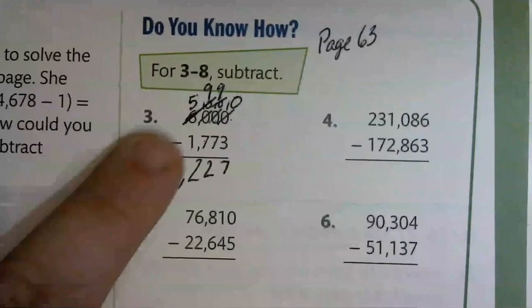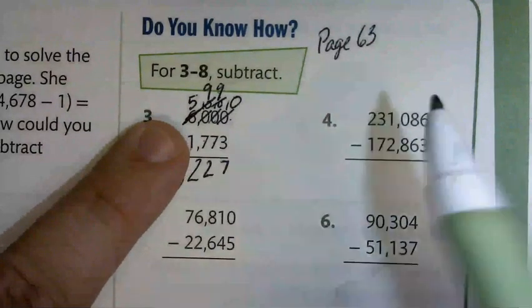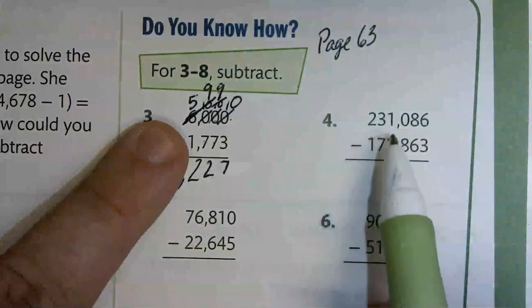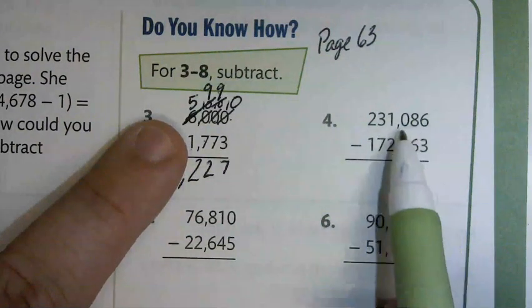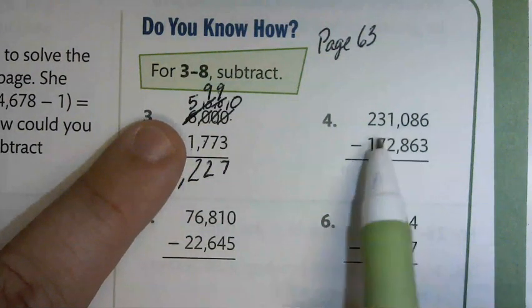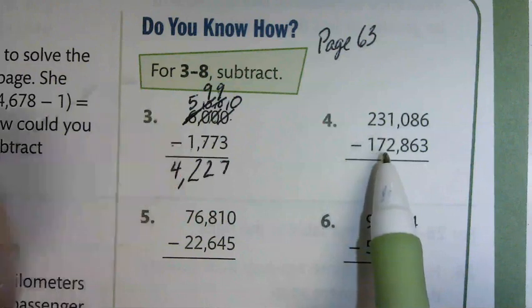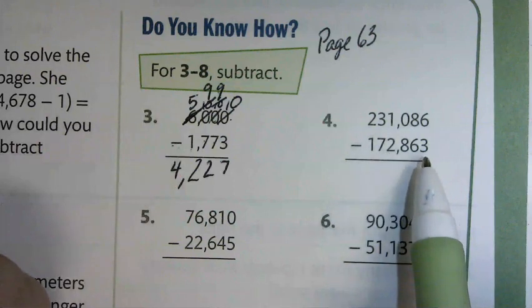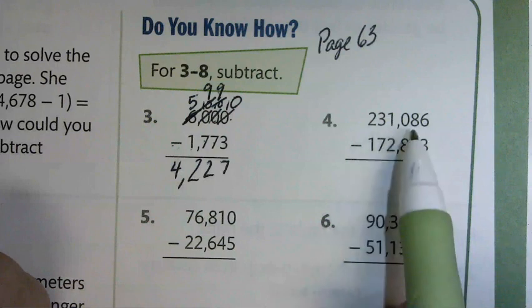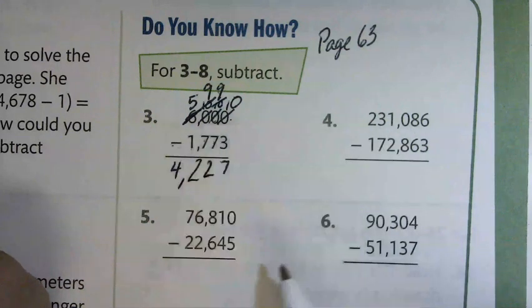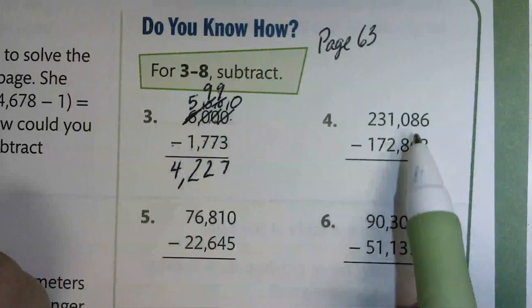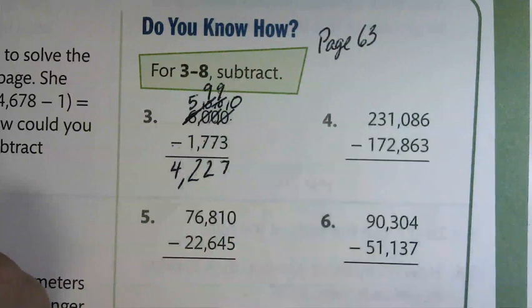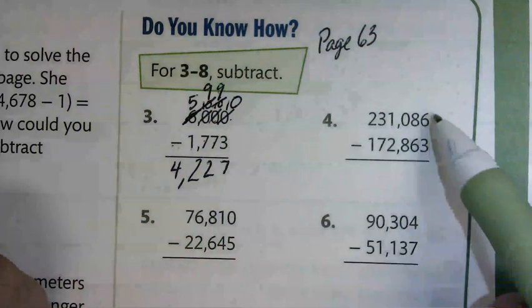Well, if you take a look at number 4, we're going to come over to number 4. Number 4 is not like the other one. This was 6,000. It had lots of zeros. Here I've got 231,086. Well, there's a 0 there. All right. And then I'm going to take away 172,863. So even though there's a 0 there, I don't have to do all that I was doing before. I'm just going to start off, and when I get to that 0, I'll need to find a place value that I can use. So I'll start in the ones place.